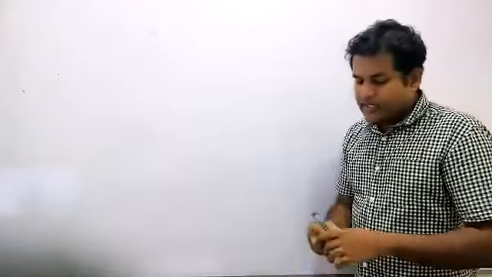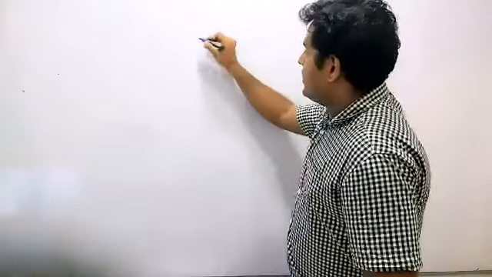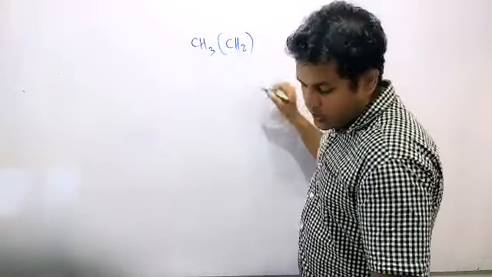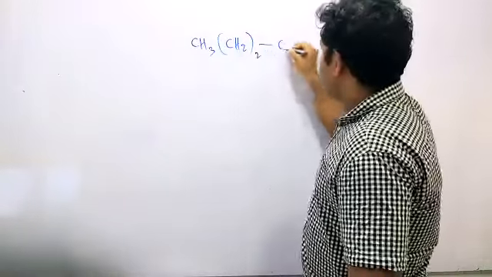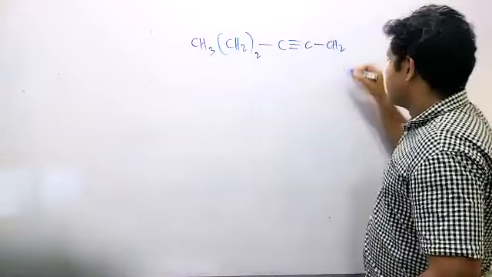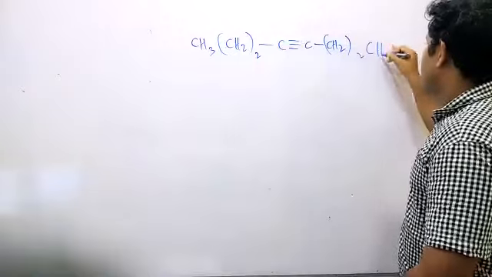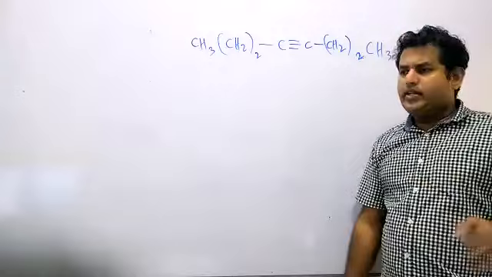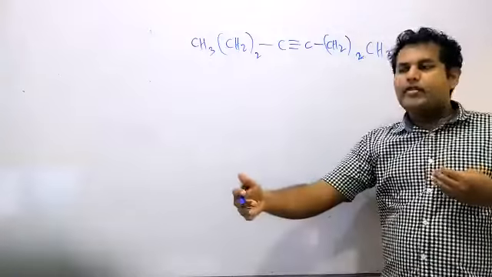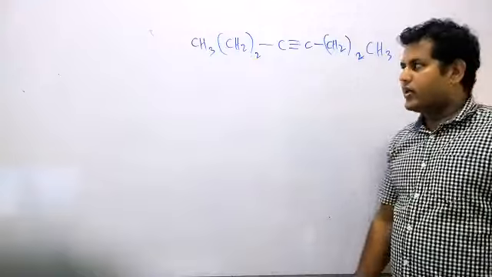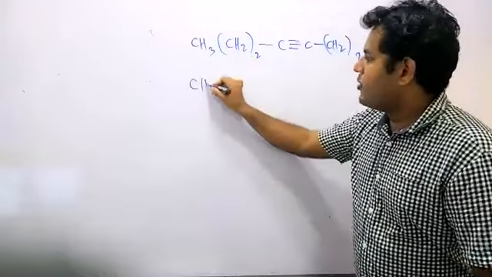The last one, the fifth one here, CH3, CH2 twice, C triple bond C, again CH2 twice, CH3. So I would like to draw this, not the structure, not the geometry, but the structural formula in an expanded way. Now this is just compressed. So I can expand the structural formula.